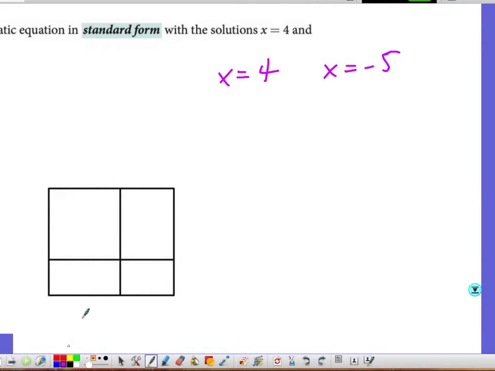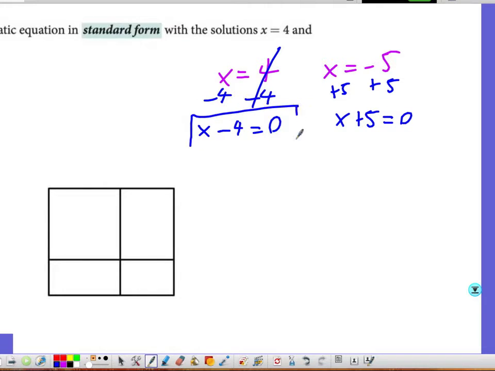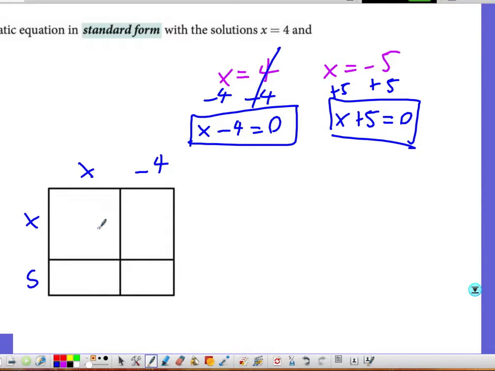How am I going to do that? Well, here I need to subtract 4 from both sides, and so I get x minus 4 equals 0. Here I need to add 5 to both sides, and what I get is x plus 5 equals 0. So these are my two factors, and this is basically what goes. Now here's where I can use my box: x negative 4 and x and positive 5.